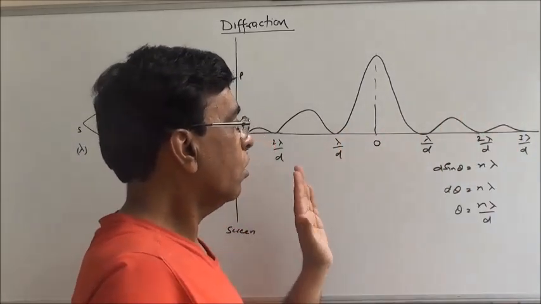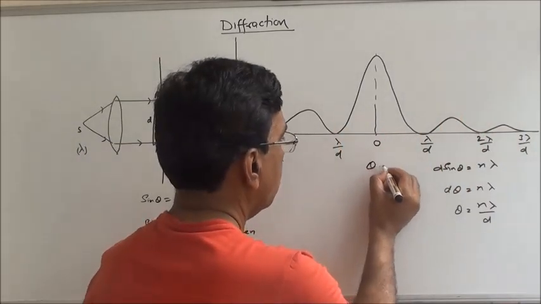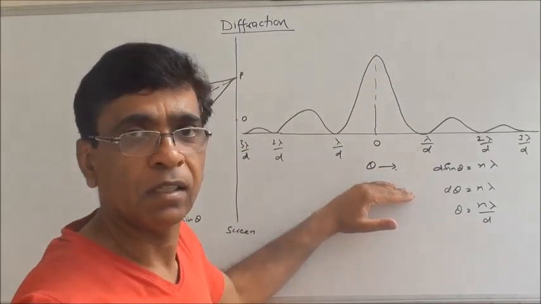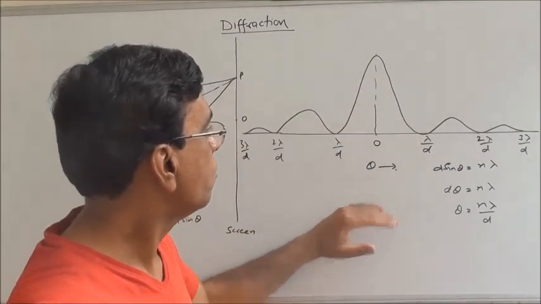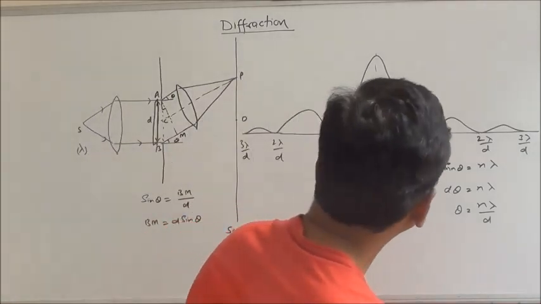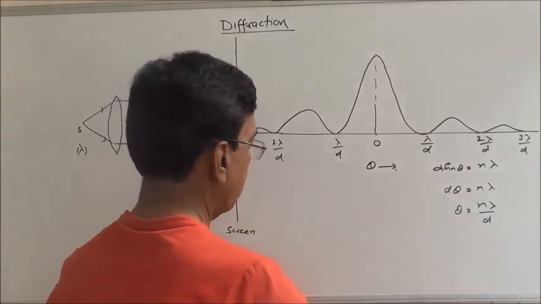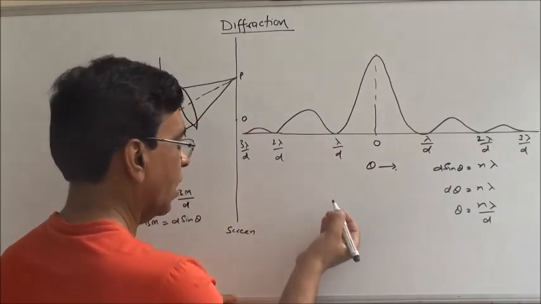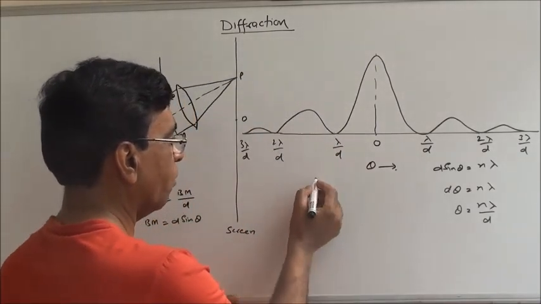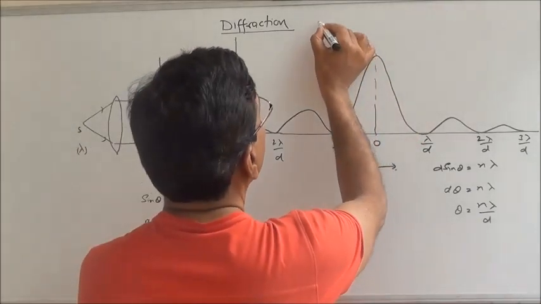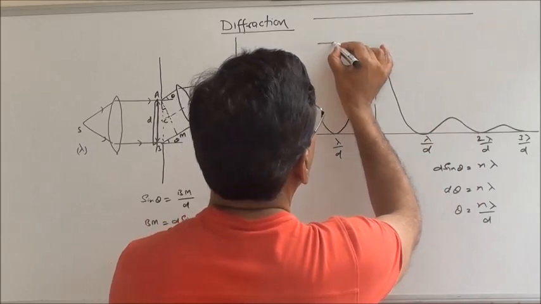So this is how it has been drawn, intensity versus theta, the angle of diffraction. Okay, now what is the width of the central maxima? And then other maximas too. We can find out the linear width. Just try to recall the pattern that I have shown you.